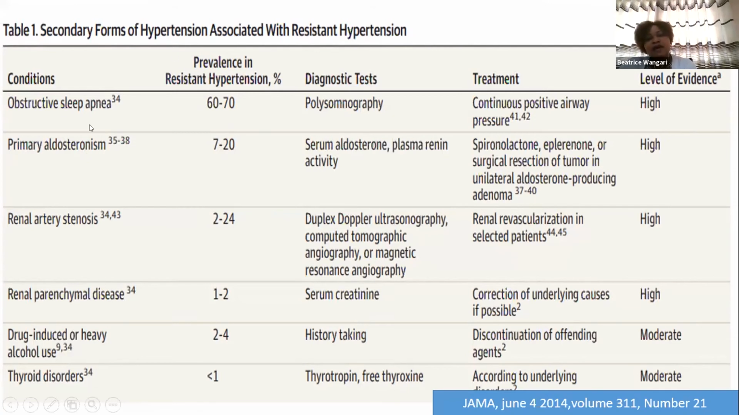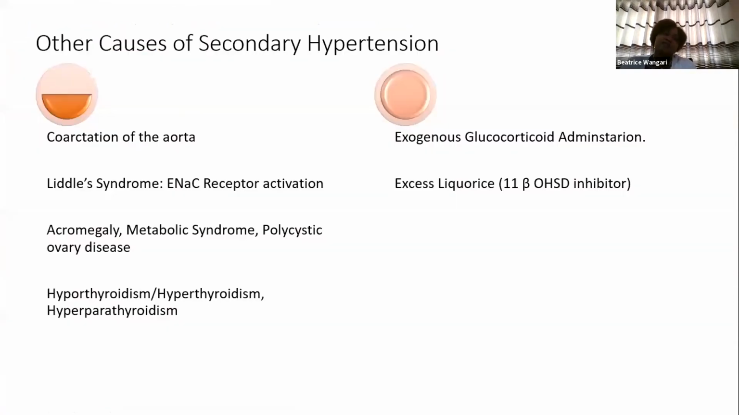You need to have a high index of suspicion when you have this patient whose blood pressures remained poorly controlled, and look for these secondary causes. And they have their diagnostic tests, not so difficult to interpret, to make the diagnosis. And most of them you'll see actually do have some specific management. So it is important for us to look for these secondary causes of hypertension. Other causes that we may forget to consider is like exogenous glucocorticoid administration.